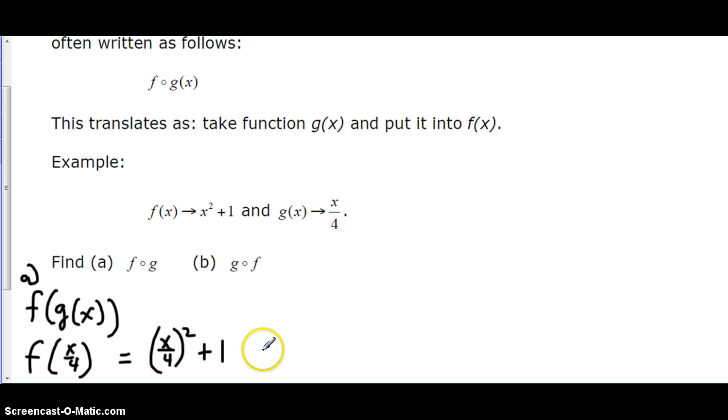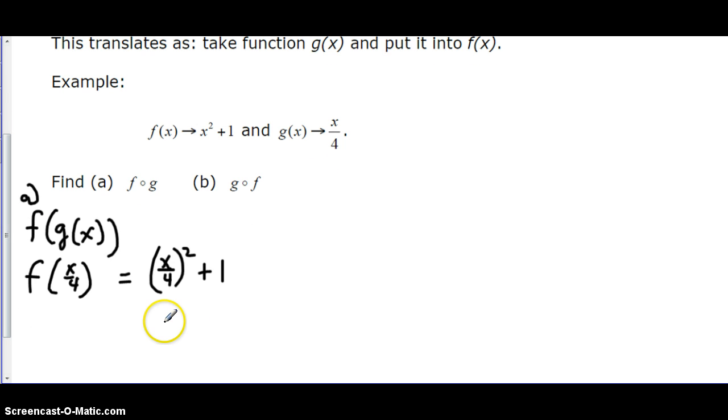And that's pretty simplified. You could simplify a little further as x squared over 16, and then plus 1. So either would be fine, this step or here, to find part A, f of g.